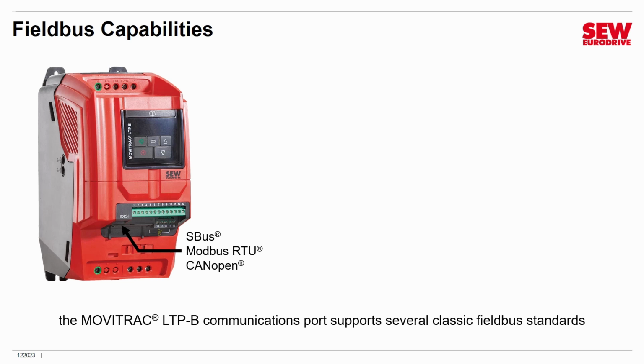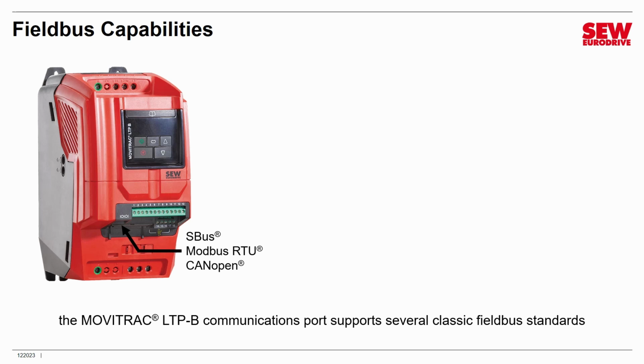These are field bus standards that were introduced in the 1970s, 80s, and early 90s. They tend to be based on communication standards like RS-485 or CAN, which stands for Controller Area Network. When you compare them to modern Ethernet-based field bus standards, their communication speed is much slower, but that doesn't stop them from being useful. There are still a lot of classic field buses in use in many applications, mostly legacy, but some newer ones. The MOVITRAC LTP-B supports these 3.